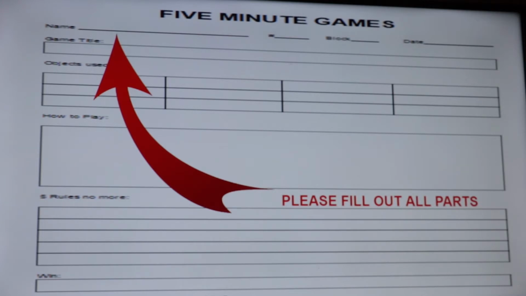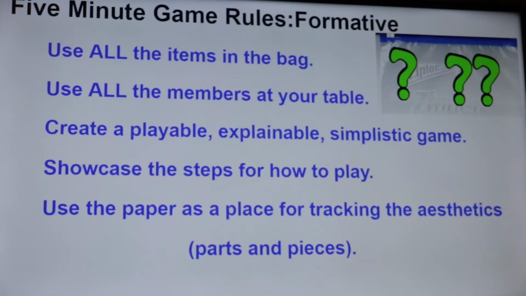By the time you do your first 5-minute game, you'll understand what you need to do. What you're going to have is a baggie filled with all sorts of items, and you are going to do this by yourself, and you're going to create a playable, explainable, simple game, and you're going to showcase the steps of how to play, and you're going to use a sheet of paper as a place for tracking the aesthetics, the parts and pieces of the game. So you might want to do this by yourself, or you can invite people in your family to play along with you. What I'm going to have you do is take a picture of the way you set your game up, and then you're going to put that picture into the form.